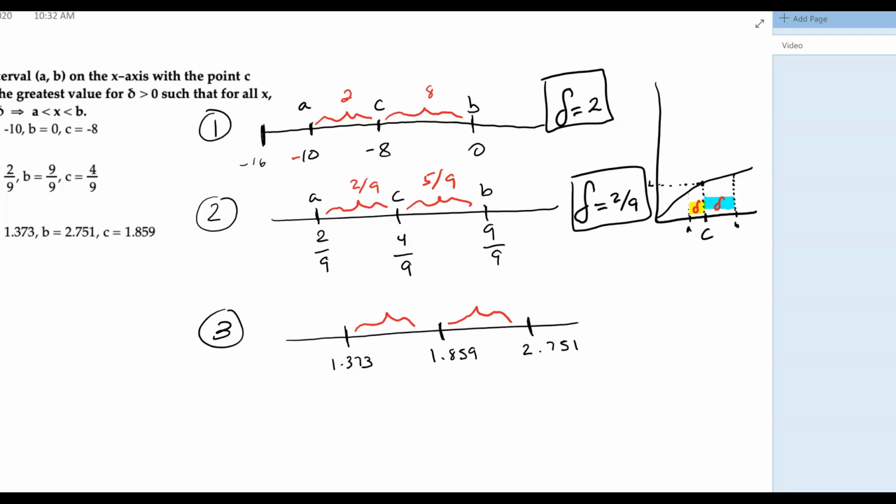All right. Now, with a calculator, you could easily verify, or if you do some really quick mental math, the spread here is 0.486 and the spread here is 0.892. So the largest spread that we can have is this 0.486. So that's going to be our delta value there.